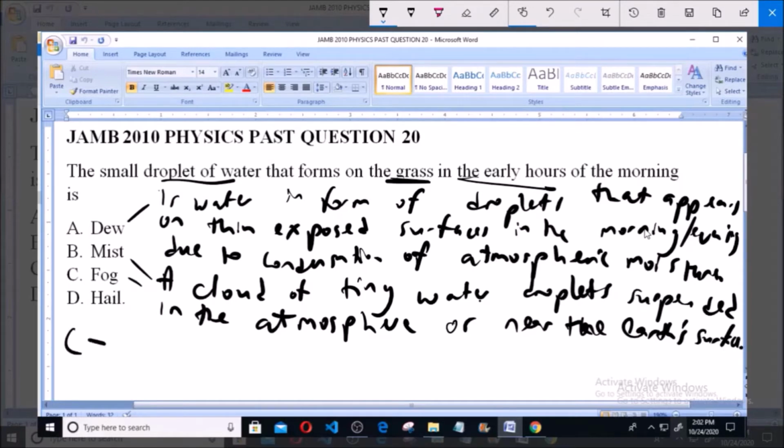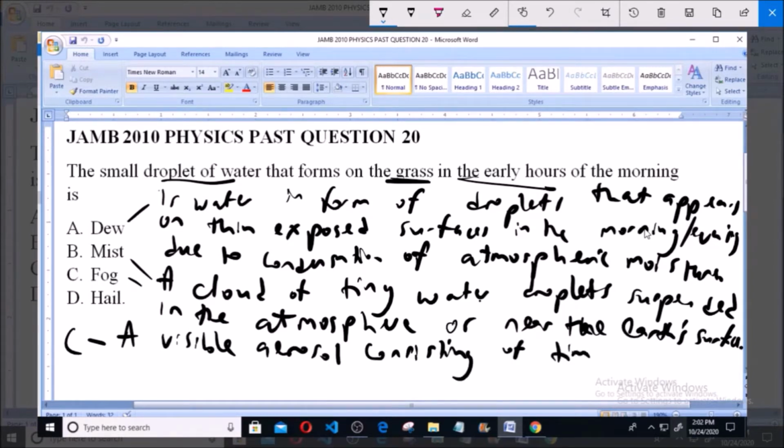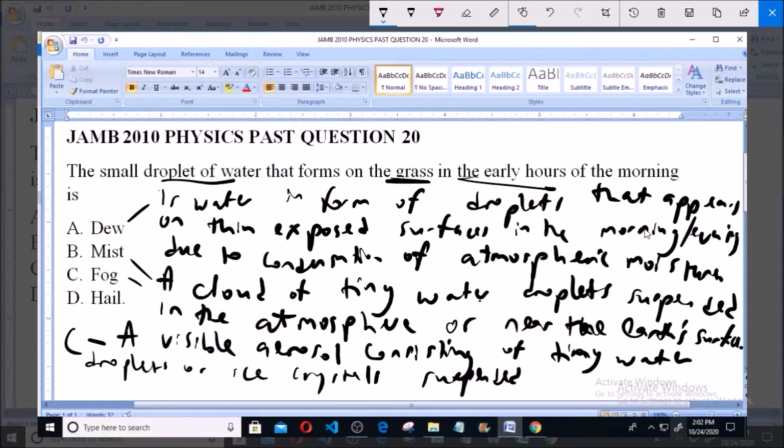Now option C says fog, and fog is a visible aerosol consisting of tiny water droplets or ice crystals suspended in the air. An aerosol is basically where you have a liquid component suspended in a gaseous component. Okay, so in this case it is water droplets suspended in air. Now option D, which is hail, refers to pellets of frozen rain.